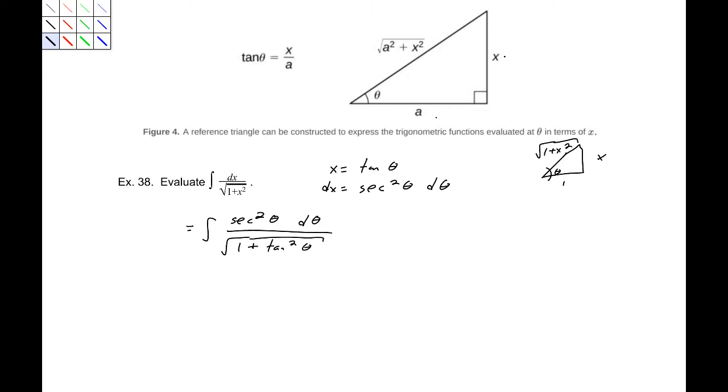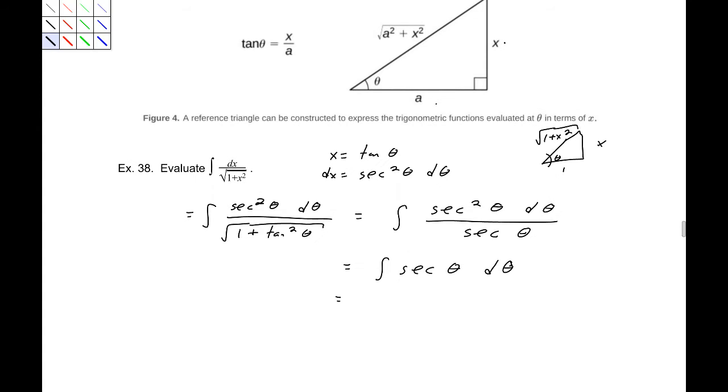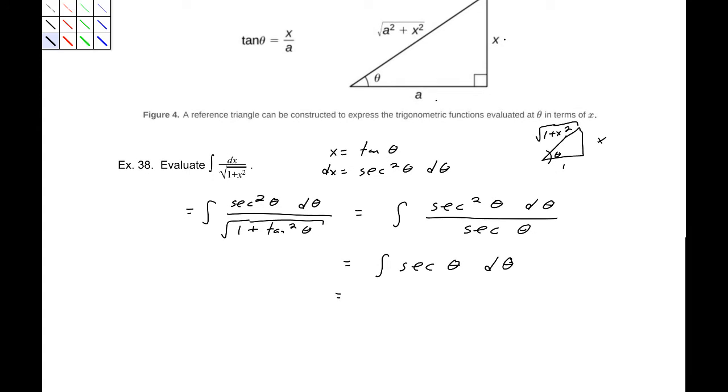Alright, well, 1 plus tangent squared, okay, is the same thing as secant squared. So this becomes the integral of secant squared theta d theta divided by secant theta, which is just the integral of secant theta. All right, that leads us to say this is going to be the natural log of the absolute value of secant theta plus tangent theta plus c. Now we cannot leave it that way.